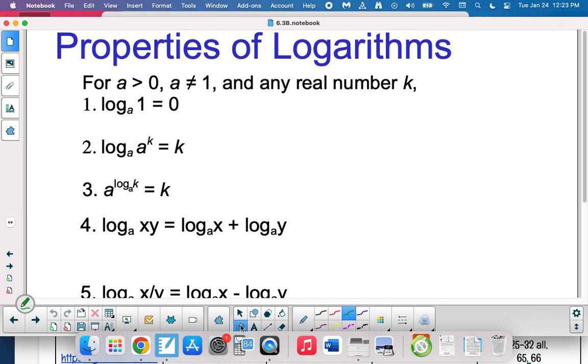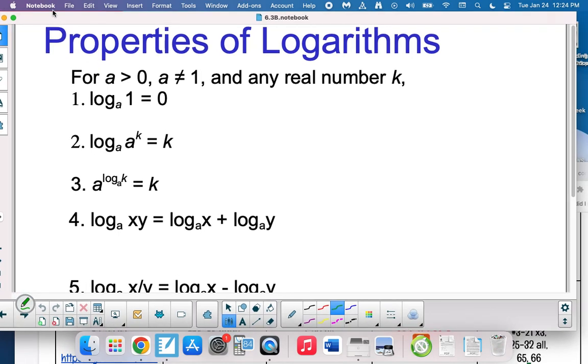I don't want to just tell you the properties because if I just do that, all you're going to say is, oh, he said this and this. Well, let's look at it. All right, ready? The first property basically says this.